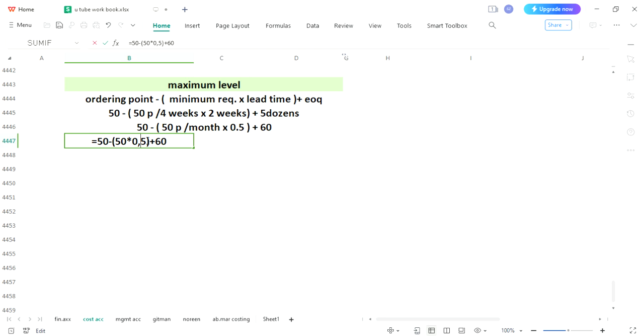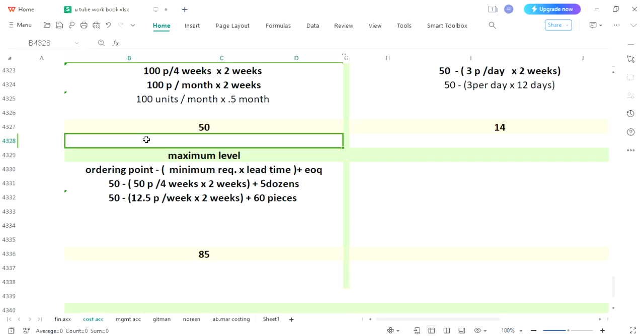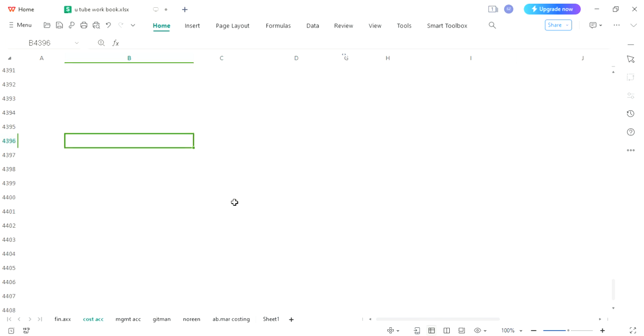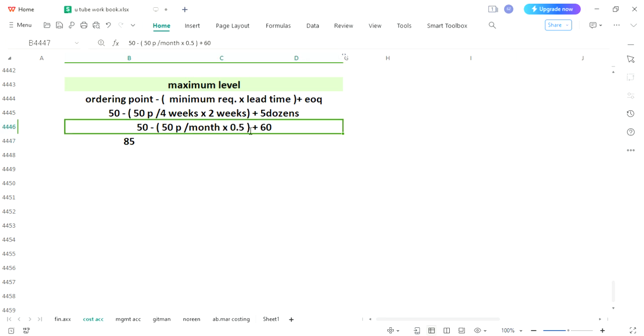Here, instead of decimal, I put okay. So again we have got our answer, 85. Go back and see what was the original answer. Here you have calculated your maximum requirement. Your original answer was 85 when you used everything per week. And here you have calculated your maximum level, and everything you have turned into month. These 0.5 is month.